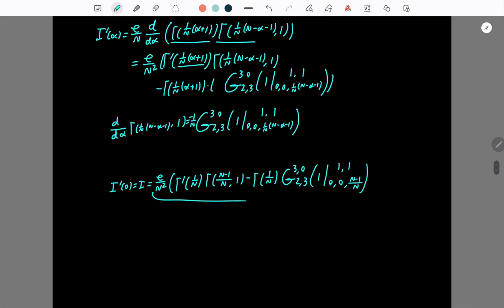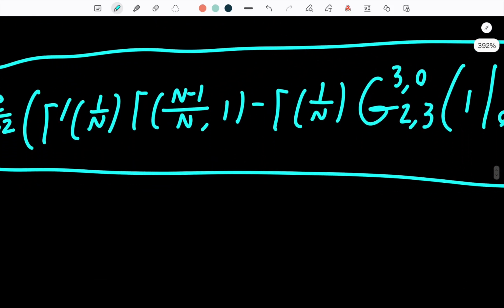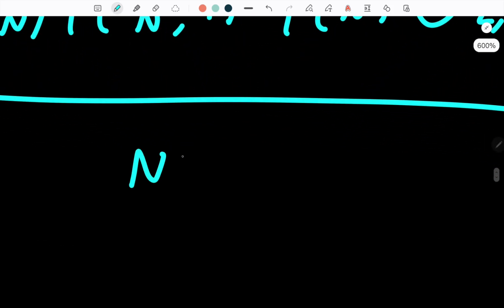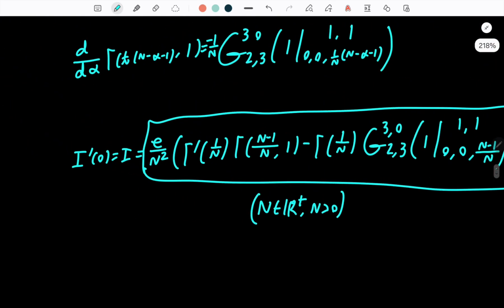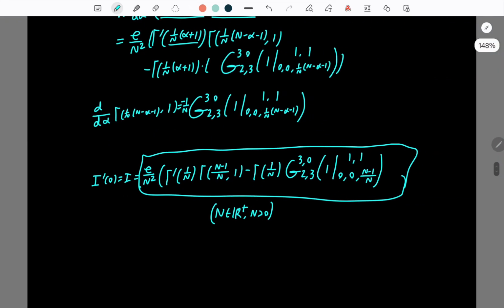That is I. I is equal to this ginormous thing right here. Wow. I mean, genuinely, this was an impressive integral, a generalized integral, where, if we recall, n is an element of the positive real numbers. This implies that n is greater than 0. There we go.